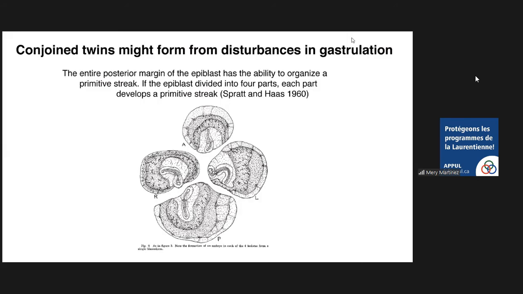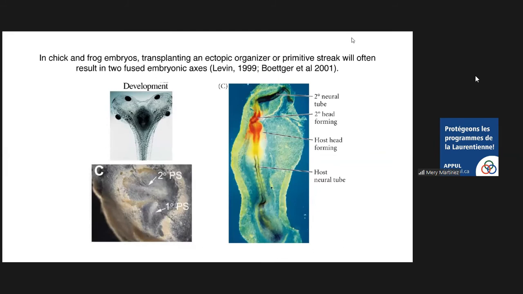So we have here an experiment that was done by Spratt and Haas back in the 60s, where they actually divided the chick epiblast into 4 parts, each of which formed its own primitive streak. It's been shown in frogs and in chicken embryos that if you add an ectopic organizer or an ectopic node, you will get two new embryonic axes, two dorsal ventral, two normal axes will be forming, and that they often fuse together, as in conjoined twins.